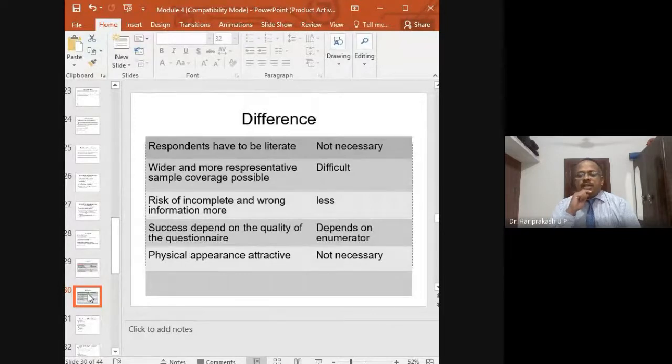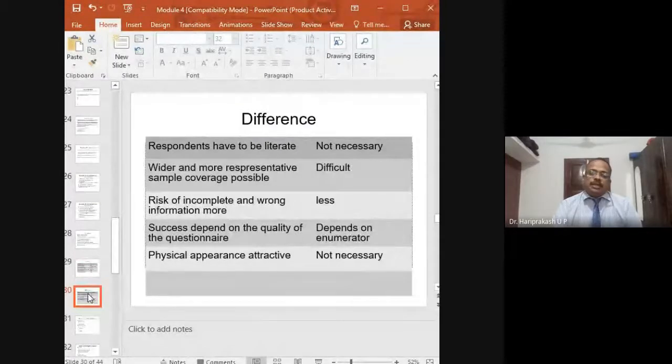Further, some more differences between questionnaire and schedule we will discuss. Respondents have to be literate. To fill responses in questionnaire, the respondents have to be literate. They have to know how to write, how to read. Otherwise, they cannot fill it. But whereas in schedule, it is not necessary, because every question is asked by the enumerator and he or she is filling that. So literacy is not necessary in schedules.